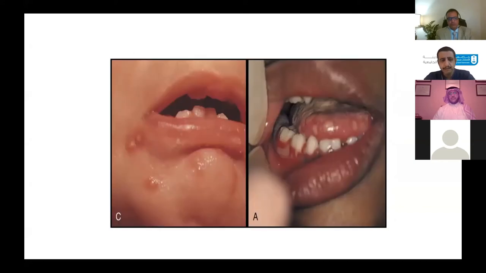What you can see here, again, it's vesicles. You can see some outside the mouth, and we are seeing some on the gingiva, tongue, the tip of the tongue. Again, this is a viral infection, but this is herpes simplex 1. This is gingival stomatitis. It's quite a common disease as well. We are seeing it every now and then.